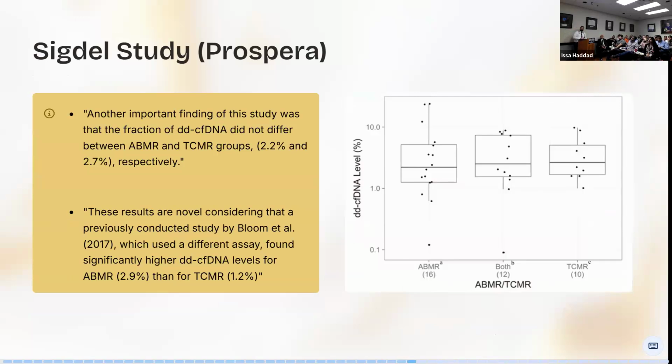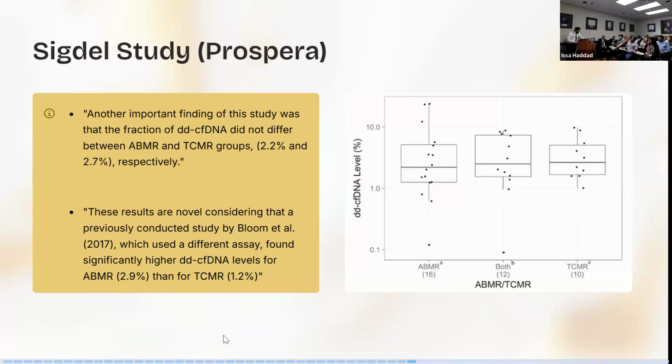So they claimed in this study that what they found, which is different from the AlloSure study and the DART study, is that the fraction of donor-derived cell-free DNA did not differ between the ABMR and TCMR groups. They actually found that even in the TCMR group it was high, 2.2% as well as 2.7%. And they claim that these results are novel, considering that this is different from the DART study, which used a different assay, and which found significantly higher donor-derived cell-free DNA in ABMR as well as TCMR.